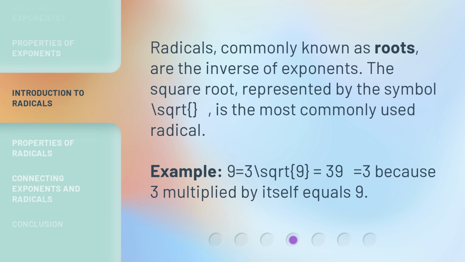Radicals, commonly known as roots, are the inverse of exponents. The square root, represented by the symbol √, is the most commonly used radical. Example: √9 = 3 because 3 multiplied by itself equals 9.